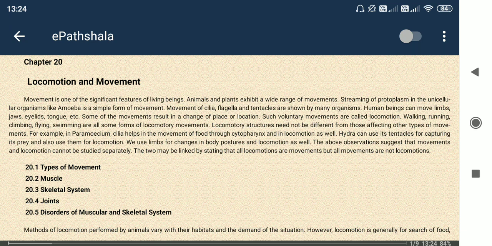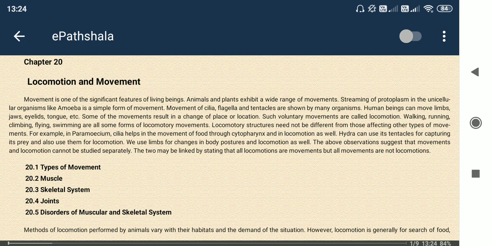Hello friends, so today's topic is locomotion and movement. I will discuss this in videos. The first one will cover locomotion and movement with respect to the muscular system, or muscle system.